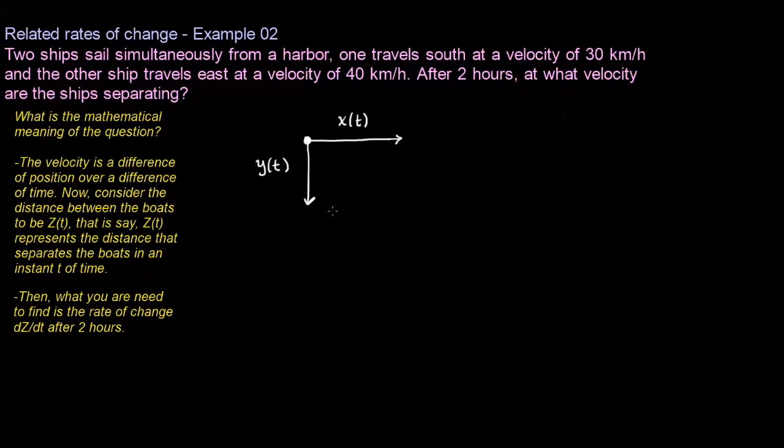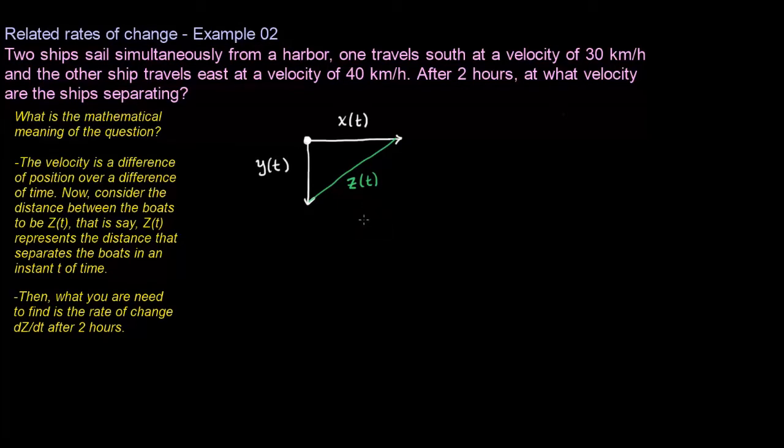Now consider the distance between the two boats to be c of t. That is to say, this distance separates both ships. We're going to call it c of t. C of t represents the distance that separates the boats at an instant t of time. Then what we are requested to find is actually the rate of change of this c of t after 2 hours.